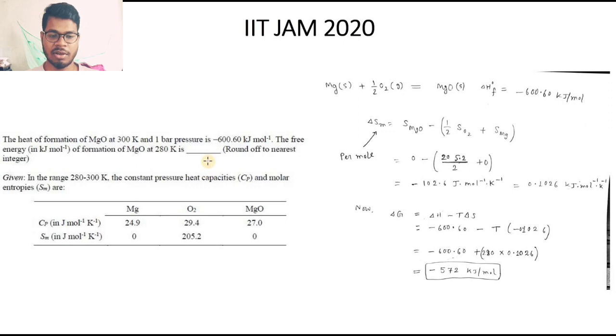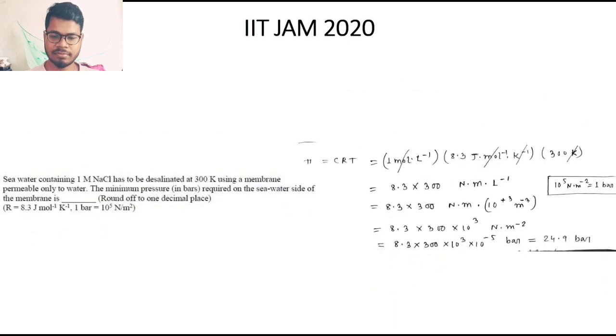Remember you just need to play with the units, so they are asking about the answer in kilojoule per mole. Okay, that's why the answer will be minus 572 kilojoule per mole.